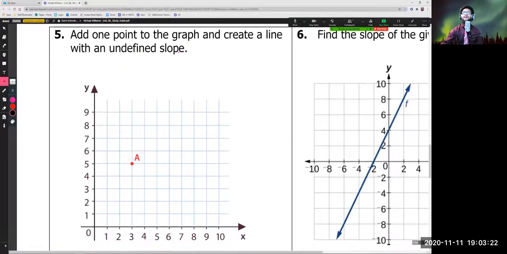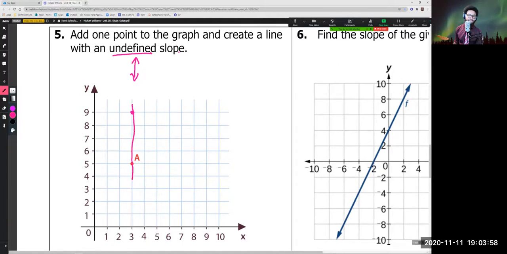Number 5, add 1 point to the graph and create a line with an undefined slope, okay? So what is an undefined slope? Undefined slope is when we have a line that goes straight up and down, okay? A line that goes straight up and down. So if we add 1 point, we have this point A here. We can add any other point above or below A. So that way this thing is going straight up and down.